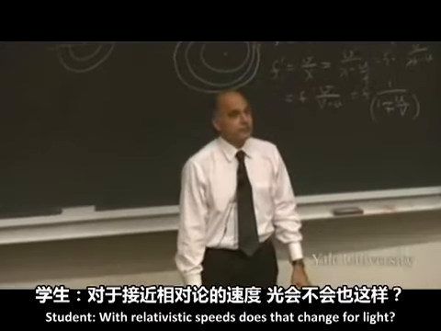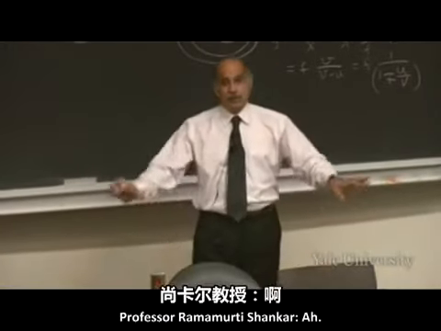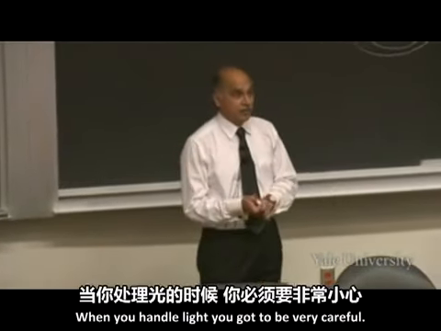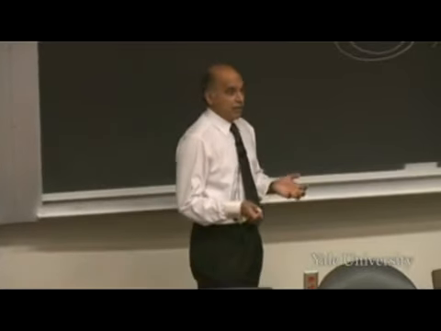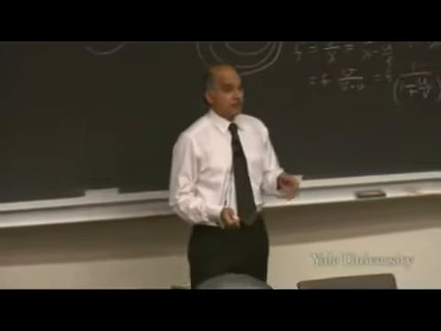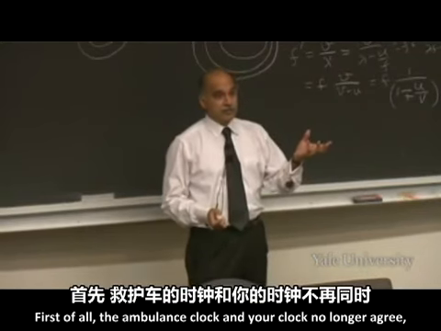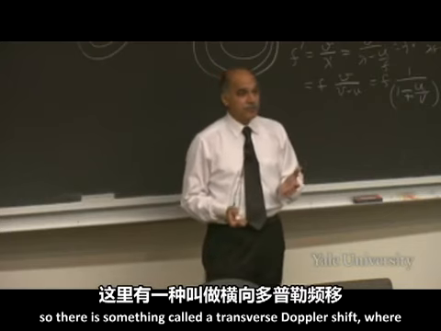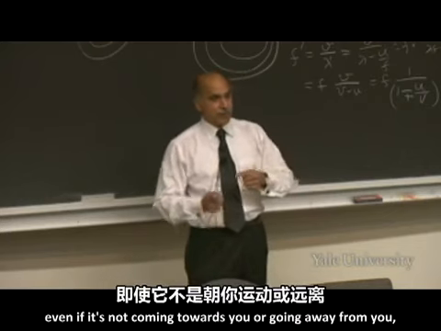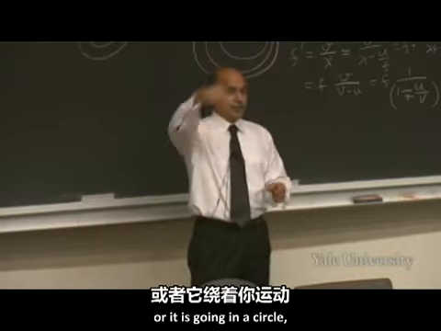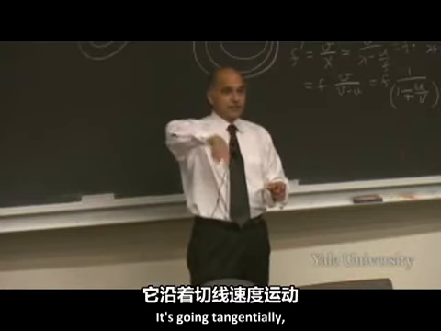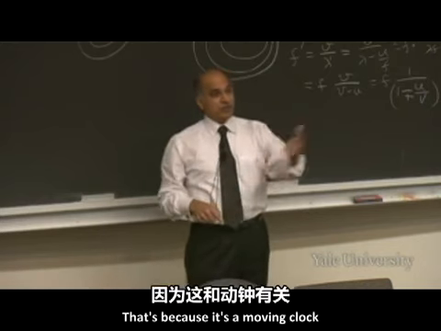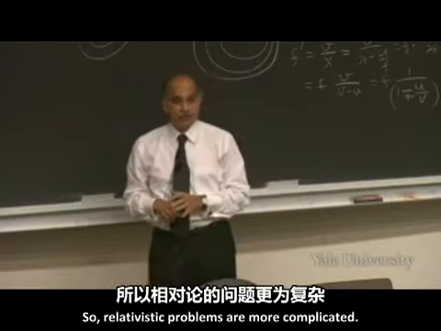Yes? Relativistic speeds change things for light. Relativistic speeds, a lot of things happen. That's correct. When you handle light, you've got to be very careful. The velocity of light will be the velocity of light, but the frequency will change for many reasons. First of all, the ambulance clock and your clock no longer agree. So there is something called a transverse Doppler shift, where even if it's not coming towards you or going away from you, but it's going in a circle, you're sitting in the middle, it's going tangentially, so it's not coming towards you or away from you, you will still feel a Doppler shift. That's because it's a moving clock, and therefore it will slow down. So relativistic problems are more complicated.